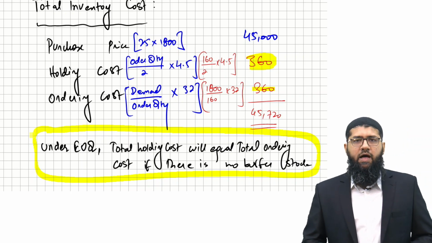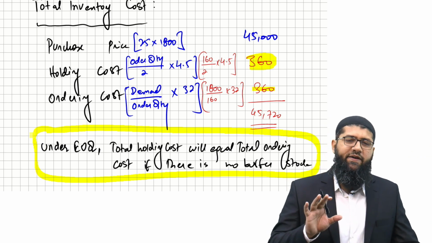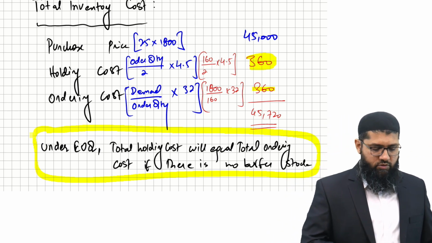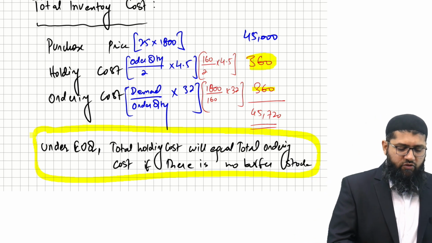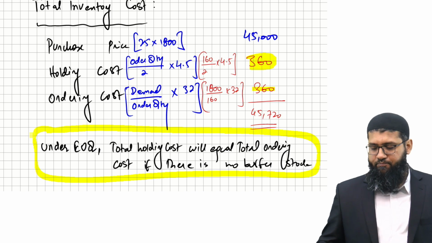When it comes to the economic order quantity model, if there is no buffer stock, the total ordering cost would be equal to total holding cost. That's what it is going to be.